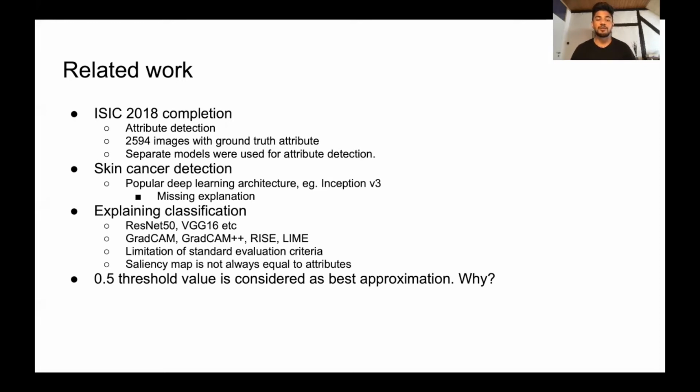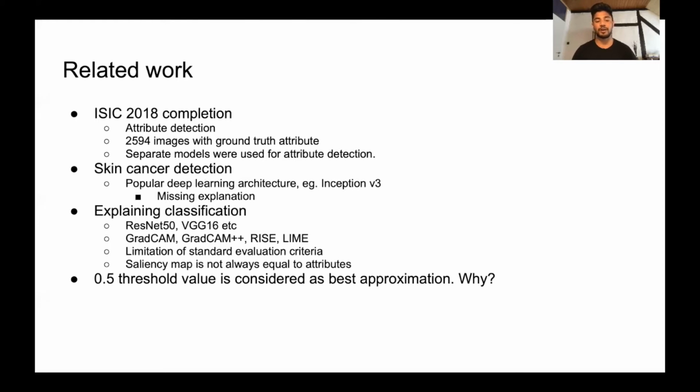There is also more research on explaining the classification, involving the ResNet 50 and VGG 16 architectures. The researchers used Grad-CAM, Grad-CAM++, RISE or LIME to provide the explanation. However, there are limited standards for evaluation criteria.